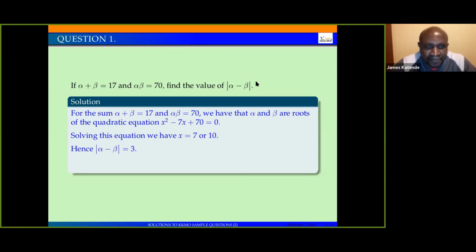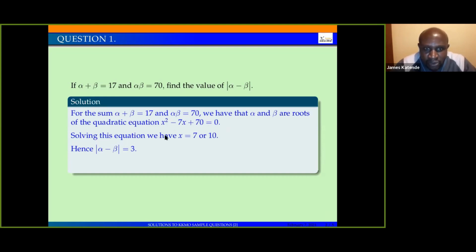So the solution follows. When you look at the question initially, it may not be clear which direction to go, but you can come up with some ideas. One of them is to think in terms of the roots of a quadratic equation, so that the sum of the roots would be 17 and the product would be 70. And when you set up such an equation, that would be what we have here: x squared minus 17x plus 70 is equal to 0.